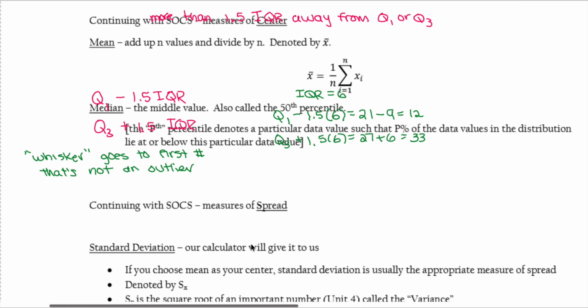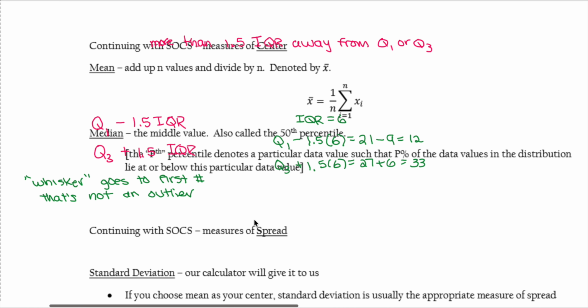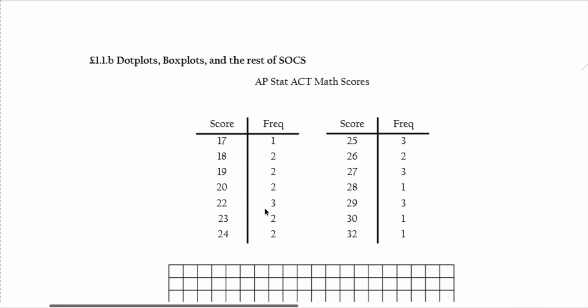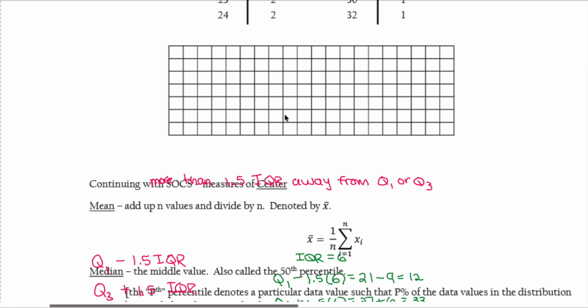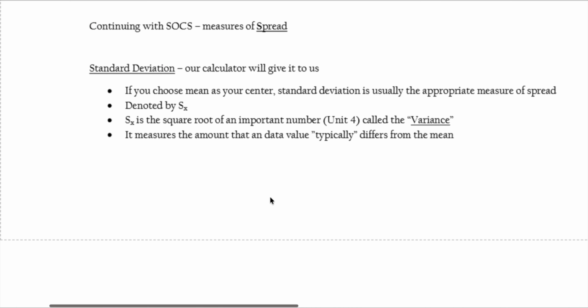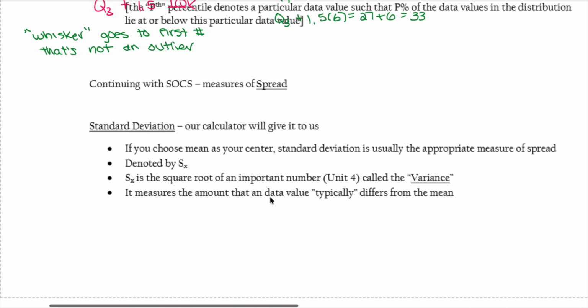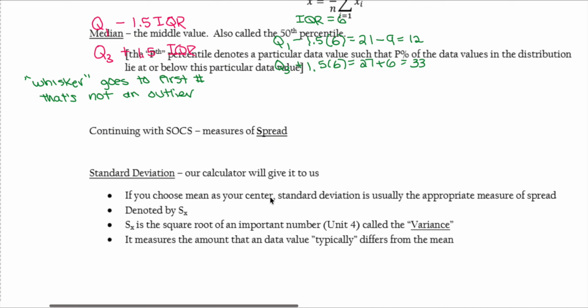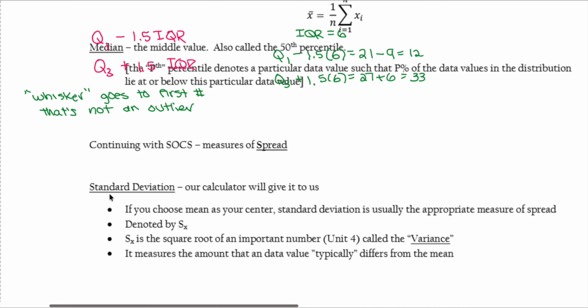So continuing with SOCS measures of spread, we're at the end of our four capital letters definition. We already covered the S, O and C, and we only have S left in here. This time it stands for the spread, not the shape. So spread also has some contents included in here. First of all, the standard deviation.